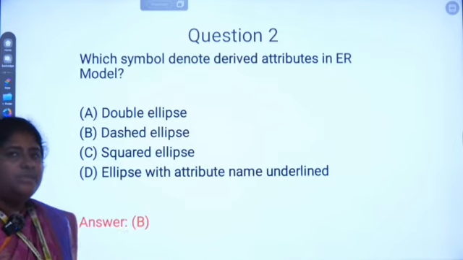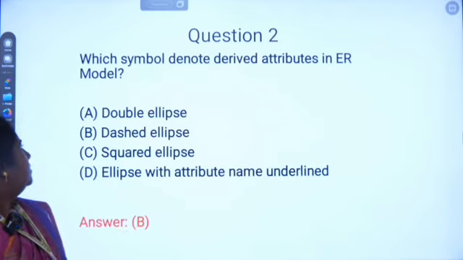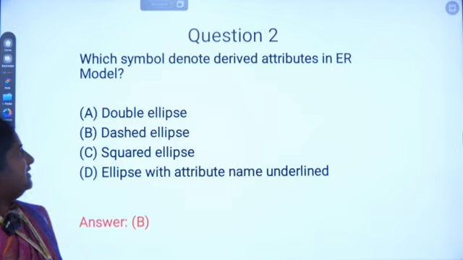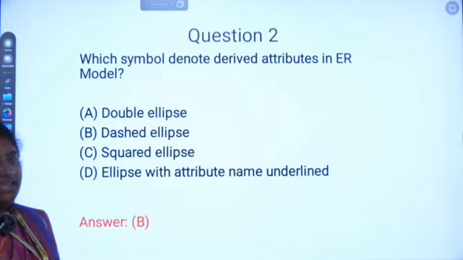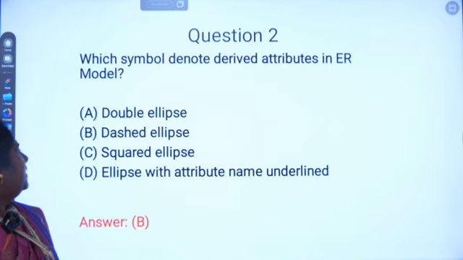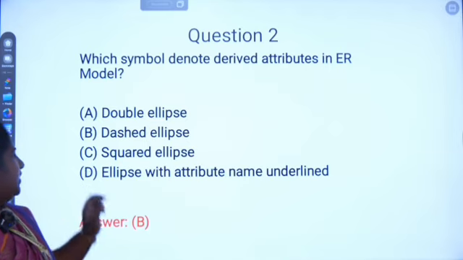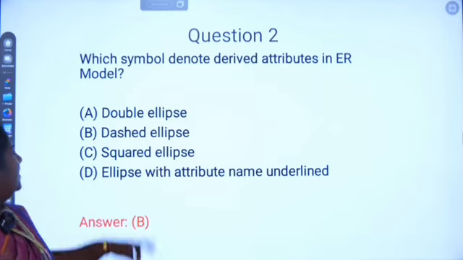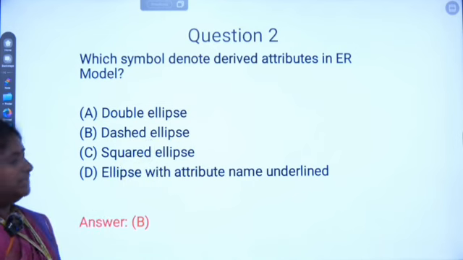So next we are going to discuss question 2. Which symbol denotes the derived attribute in ER model? As we know, the derived attribute is always given with a dashed ellipse.